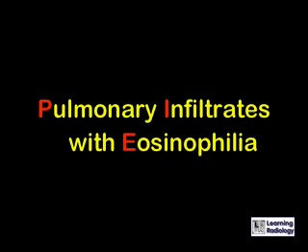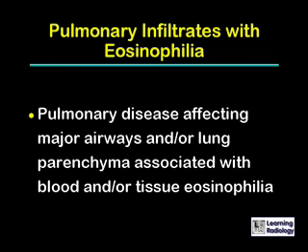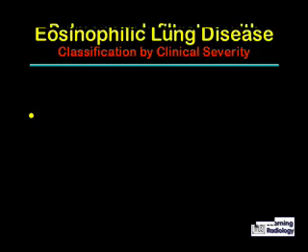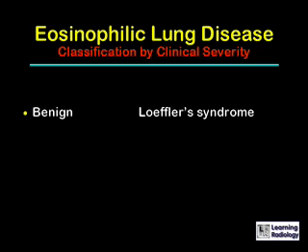Pulmonary infiltrates with eosinophilia is the last piece of the pie. This is a group of diseases affecting the major airways or the lung parenchyma, which are associated with either blood or tissue eosinophilia or both. Eosinophilic lung disease can be classified by the clinical severity of the disease. Loeffler syndrome has a relatively mild course.